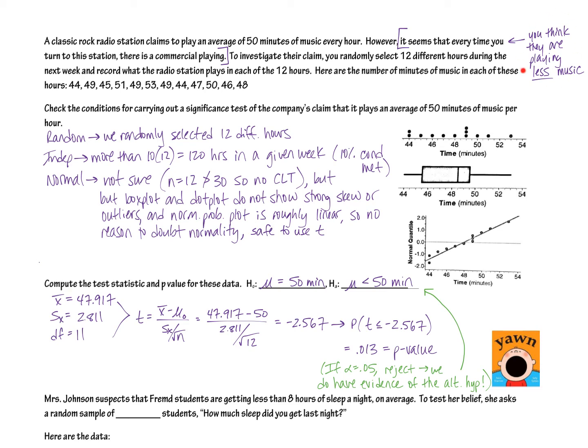That kind of means, in other words, you think they're playing less music than 50 minutes, and so that's why our Ha is mu less than 50 minutes, okay? Notice I'm using mu's here because these aren't proportions, these are means.